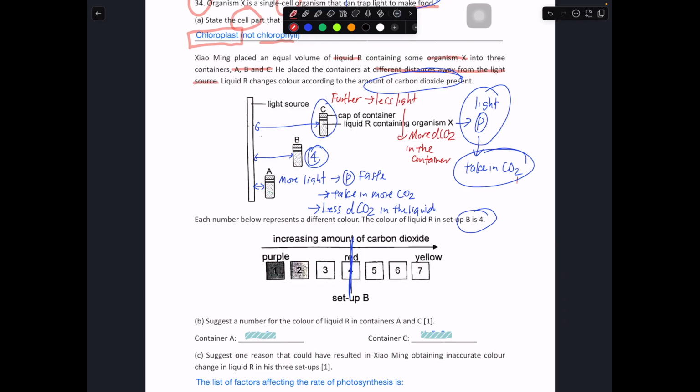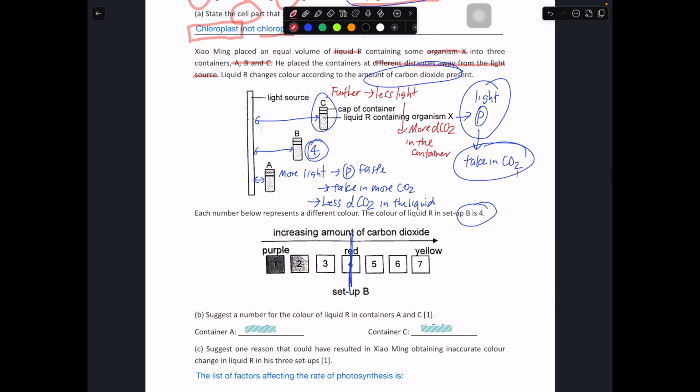Okay, correct, in this case. So if you think about it, if A is less than B, it will be 1, 2 or 3 because it's lesser than B. You can see there's an increase in the amount of carbon dioxide. That means this one has the most carbon dioxide, this one has the least carbon dioxide, and B is in the middle. So if A is less than B, it must be either 1, 2 or 3.